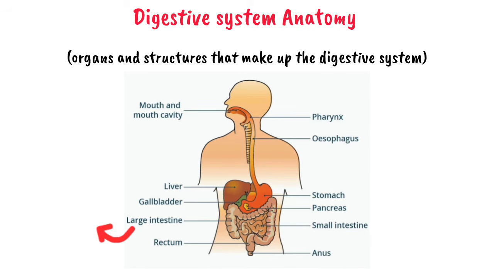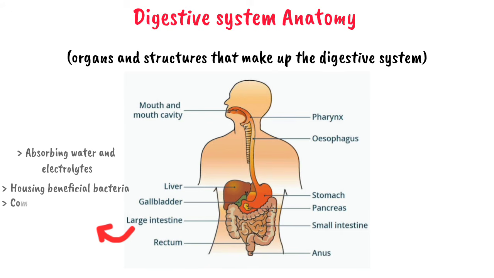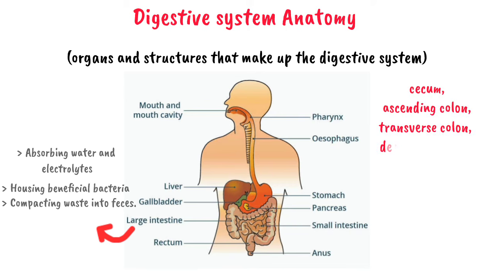So number five is the large intestine, also called the colon. After the small intestine, the remaining material passes into the large intestine, which is wider but also shorter. Its main role is to absorb water and electrolytes. It houses beneficial bacteria that help break down remaining materials, and it also compacts waste into feces. The large intestine has sections called the cecum, the ascending colon, the transverse colon, the descending colon, the sigmoid colon, and finally the rectum.